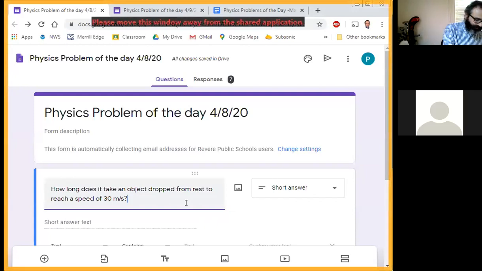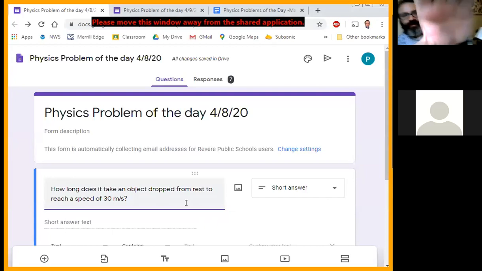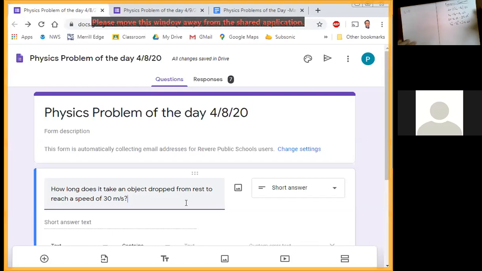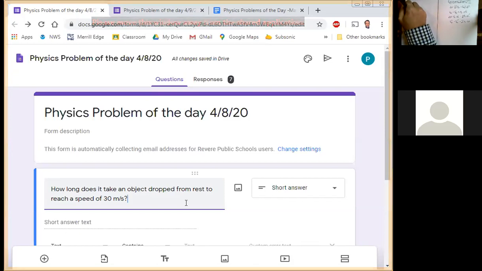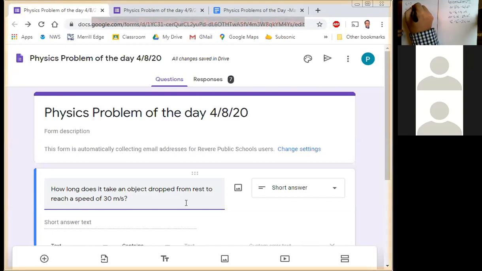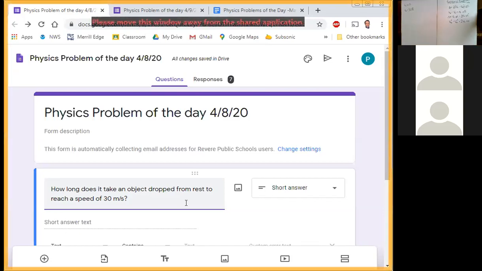What's our V initial, Isabella? Wouldn't it be 0 because it starts from rest? Right, so our initial velocity is 0 because we start from rest. That's good. What else do we have? Yeah, we have our final velocity as well. What's that going to be? 30. Perfect. How long does it take to reach a speed of 30 meters per second? So that would be its final velocity, 30 meters per second. Anything else?